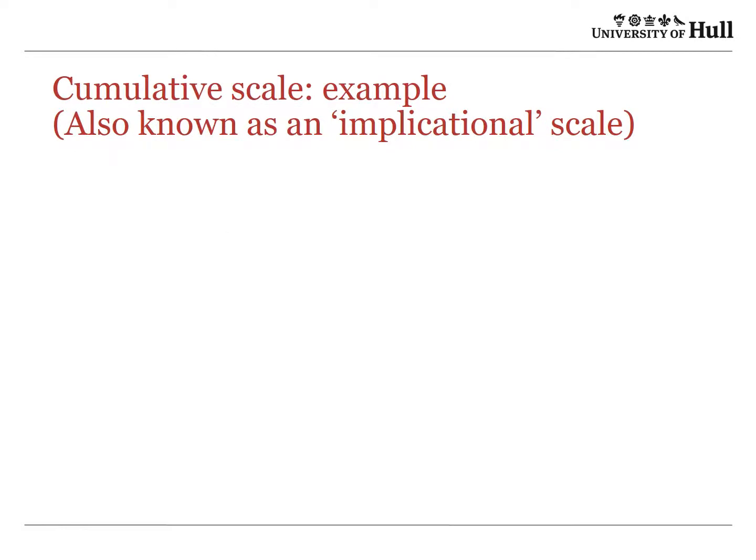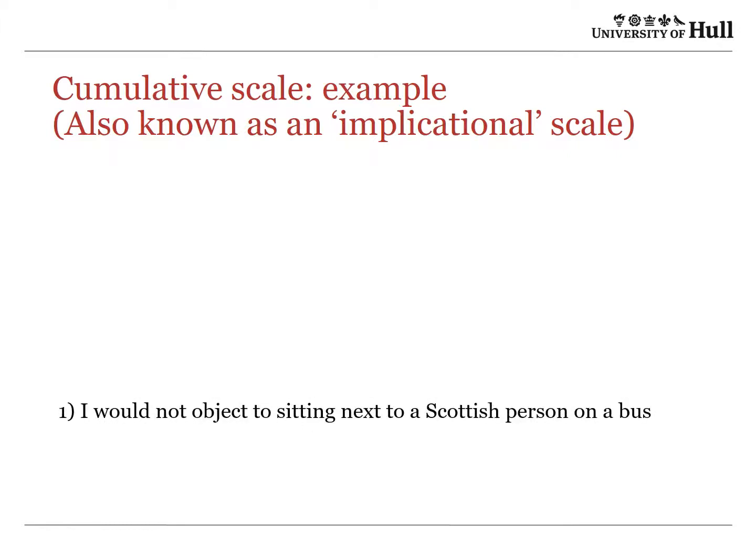So let's look at an example of a cumulative scale. These are also known as implicational scales, because the score on one item implies something about the score on the other items. So this is quite facetious, but it makes the point, I think. Here we have a set of items about how much people like Scottish people. I'm Scottish, so I'm using myself as an example. So one item is, I would not object to sitting next to a Scottish person on a bus.